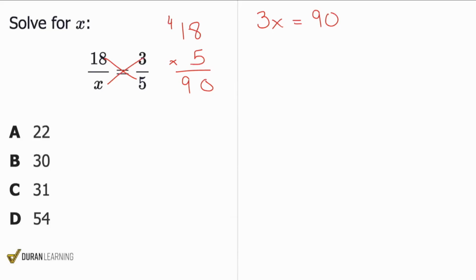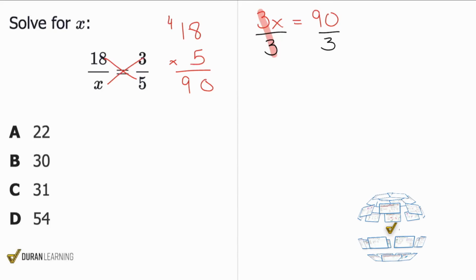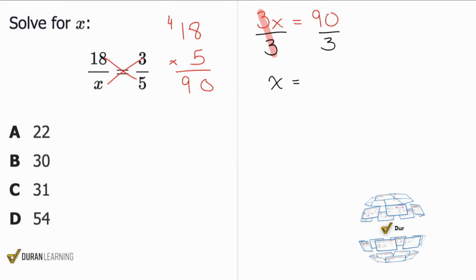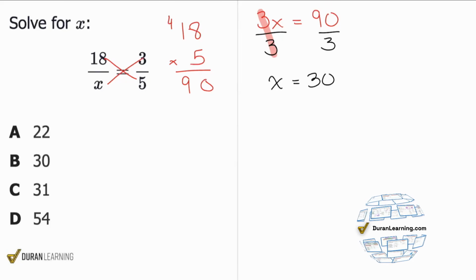And then from here, everybody, after we cross multiply, we divide. So we divide by 3 on both sides to get rid of that 3 on the x. And that's going to cancel out, leaving us with 90 divided by 3. And what's that going to be, everybody? 90 divided by 3 gives us 30. And there we are. That's answer choice B.